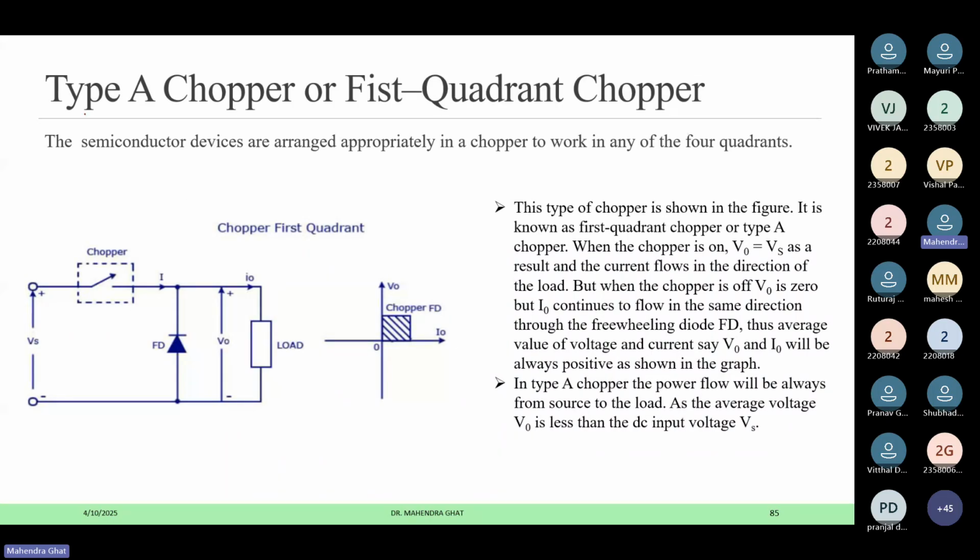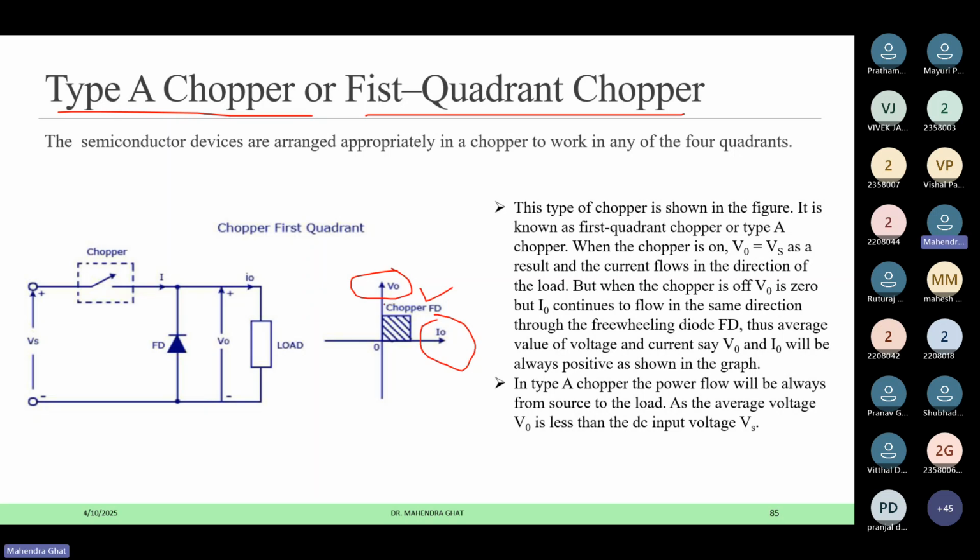Type A chopper, also called the first quadrant chopper, is a simple buck converter. If we consider the first quadrant chopper, it is a buck converter with switch, diode, and inductor. They have not shown it, but in practical circuits there will be the inductor and the capacitor. First, how is the quadrant decided? It depends on the output voltage and output current. If output voltage and output current are always positive, and you cannot have negative, then you are operating in the first quadrant.